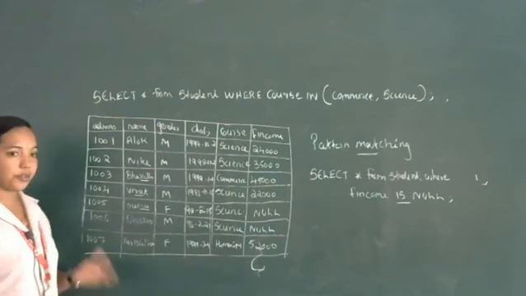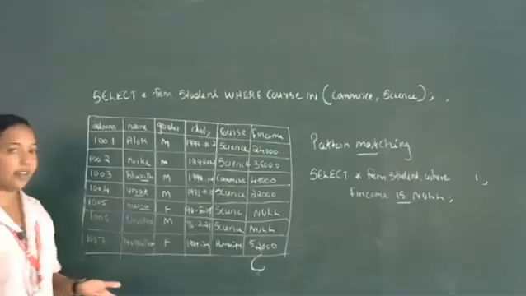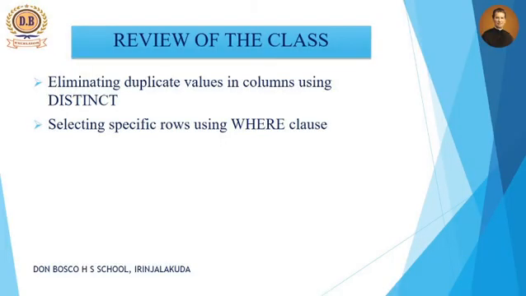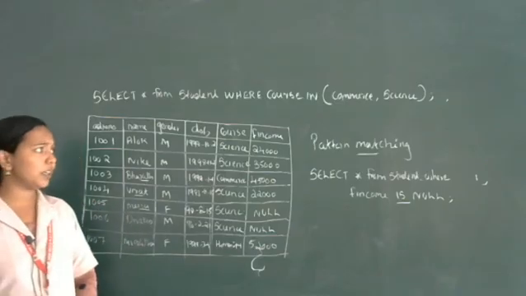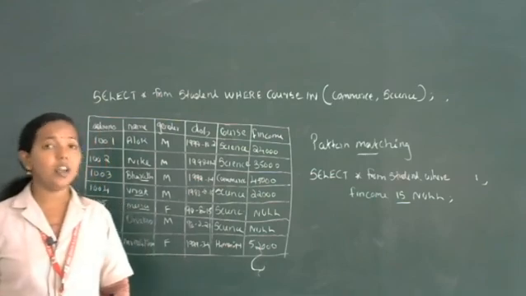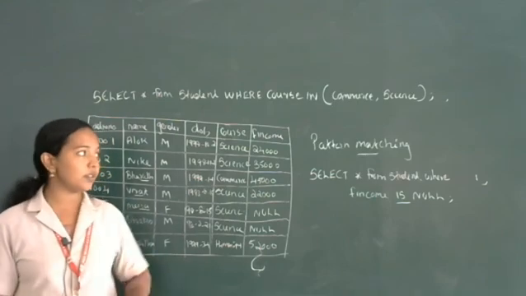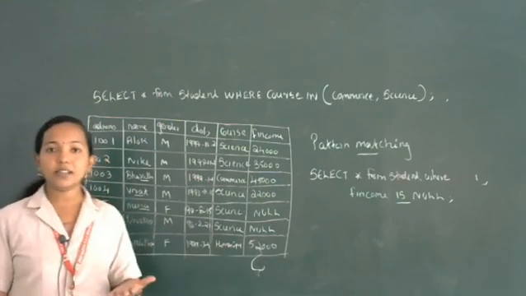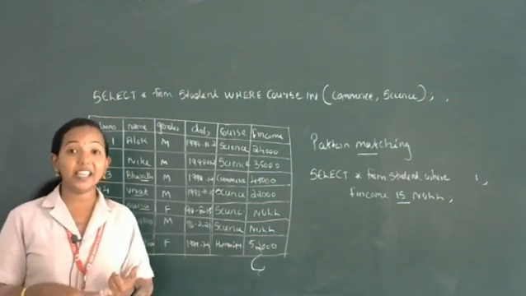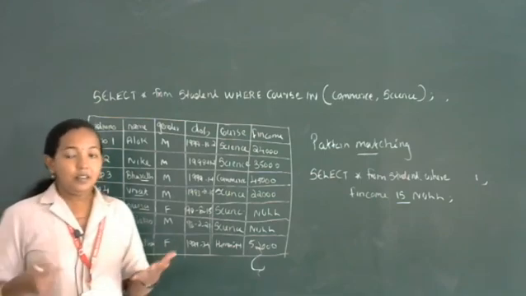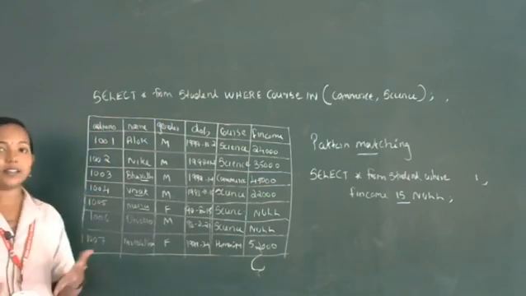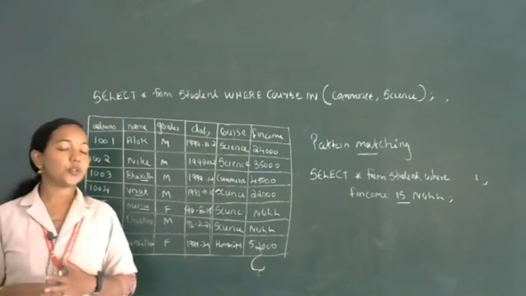Okay, so hope you understood. We will revise the topics that we studied. What is our first topic? Eliminating duplicate values in columns using the distinct keyword. Then second one, selecting specific rows using the where clause. In the where clause, we specify the conditions, and all the relational operators we can use. Then some special keywords you can also use, like between, in, like, is.